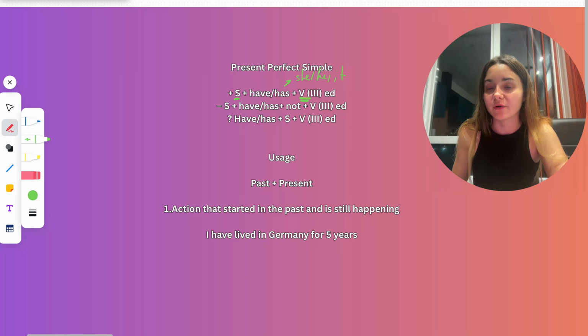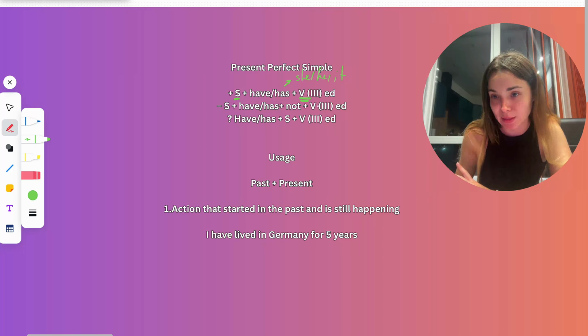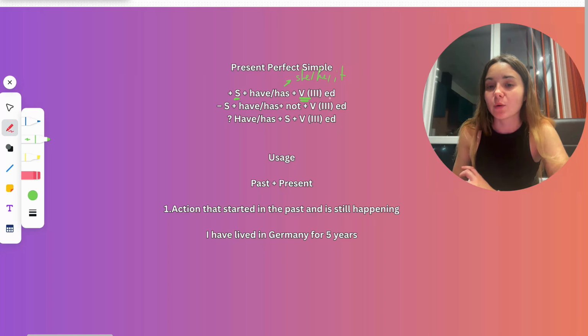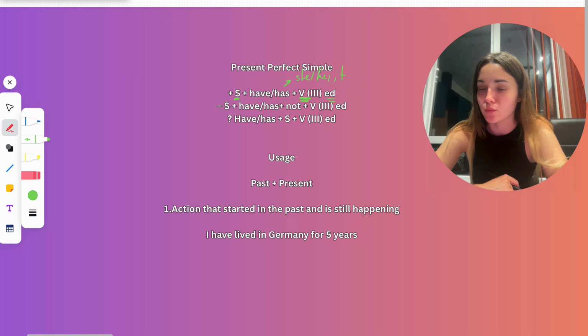And then our verb uses the third column this time, not the second one as in past simple, but the third one, or ed if the word is regular. For instance, I have cleaned my boots, or I have bought some ice cream.